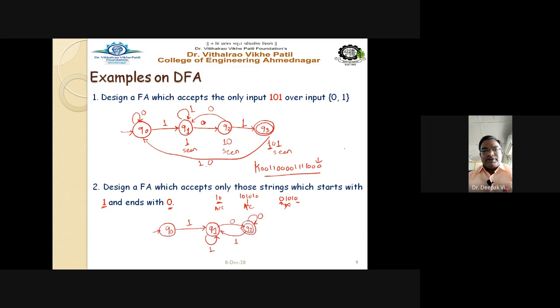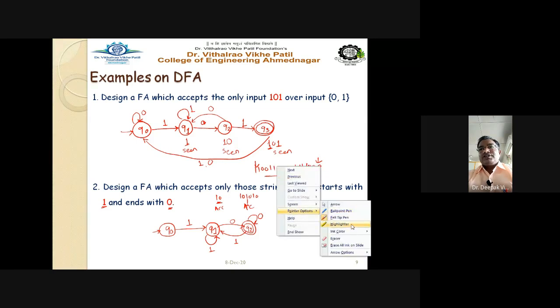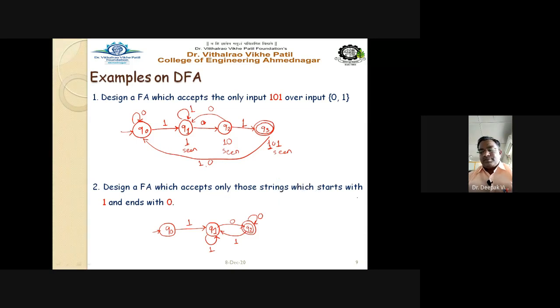Very simple. So how can I start drawing this? First step, I can draw here the Q0. Very simple, just how to draw Q0. The string starts with 1, not with 0.